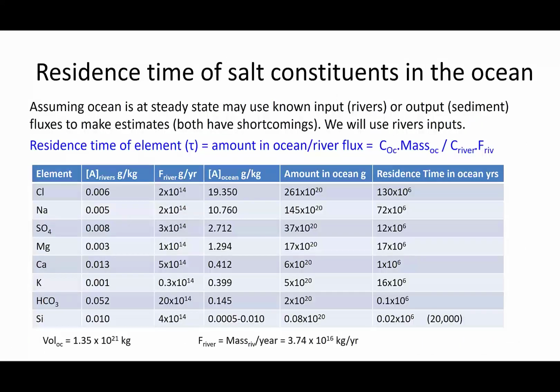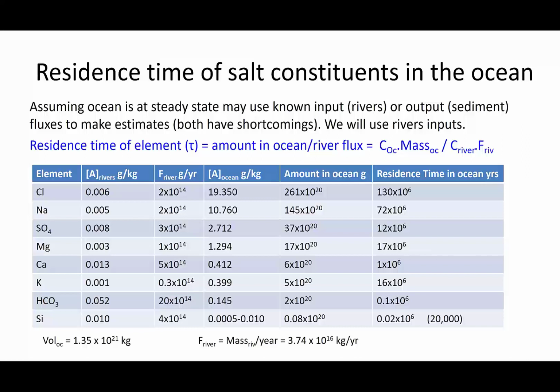So now, taking those river water concentrations and also knowing the concentrations of ions in the ocean, we can calculate the residence time of salt constituents in the ocean. If we make the simple assumption that the ocean is steady state, we can either use the river ion inputs or the sediment outputs to make the estimate. Both of them have shortcomings because it isn't just rivers, it includes a number of other inputs that we've discussed. And similarly with sediments, it's very difficult to actually make a good estimate of the composition of sediments that are due to removal of salts from the ocean.